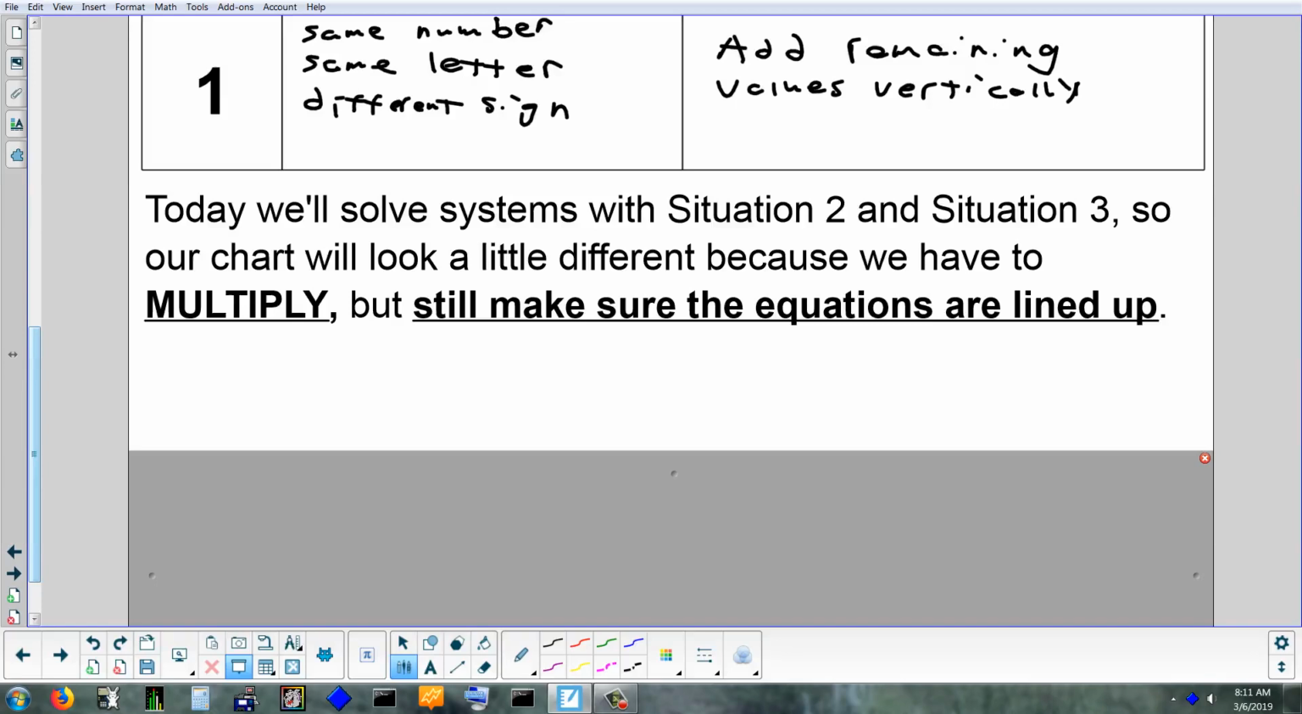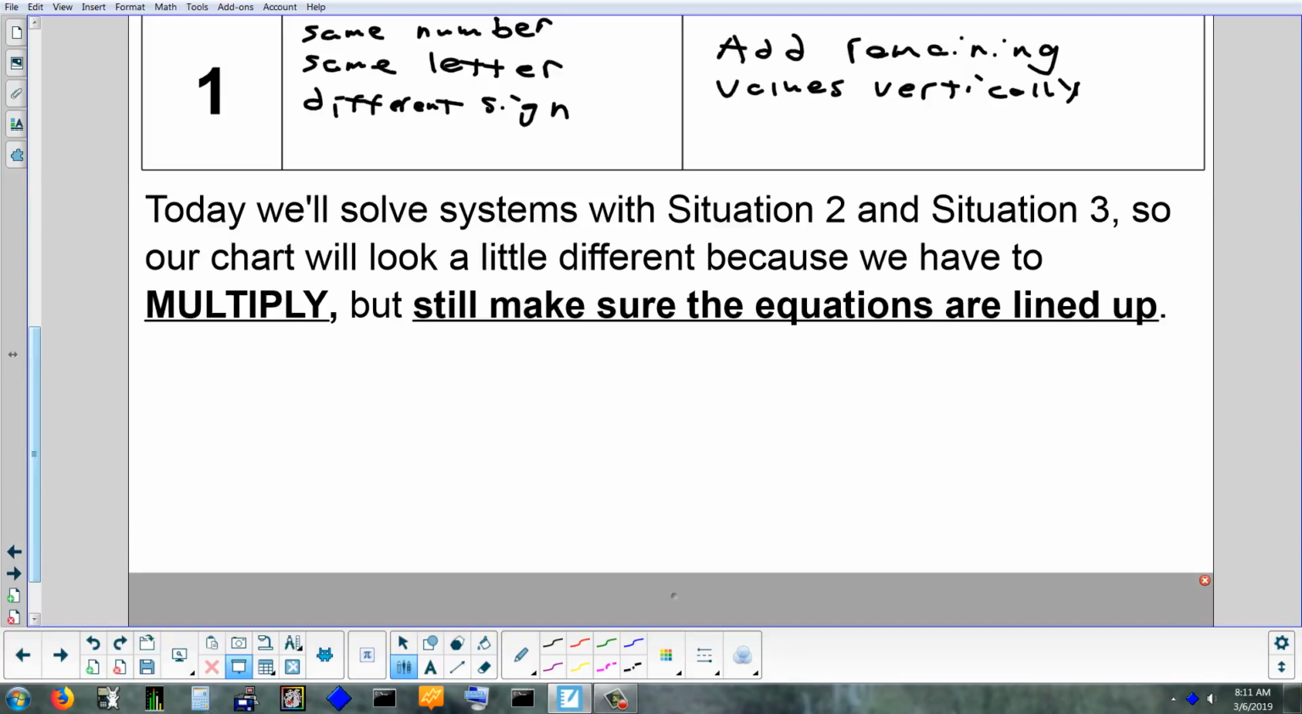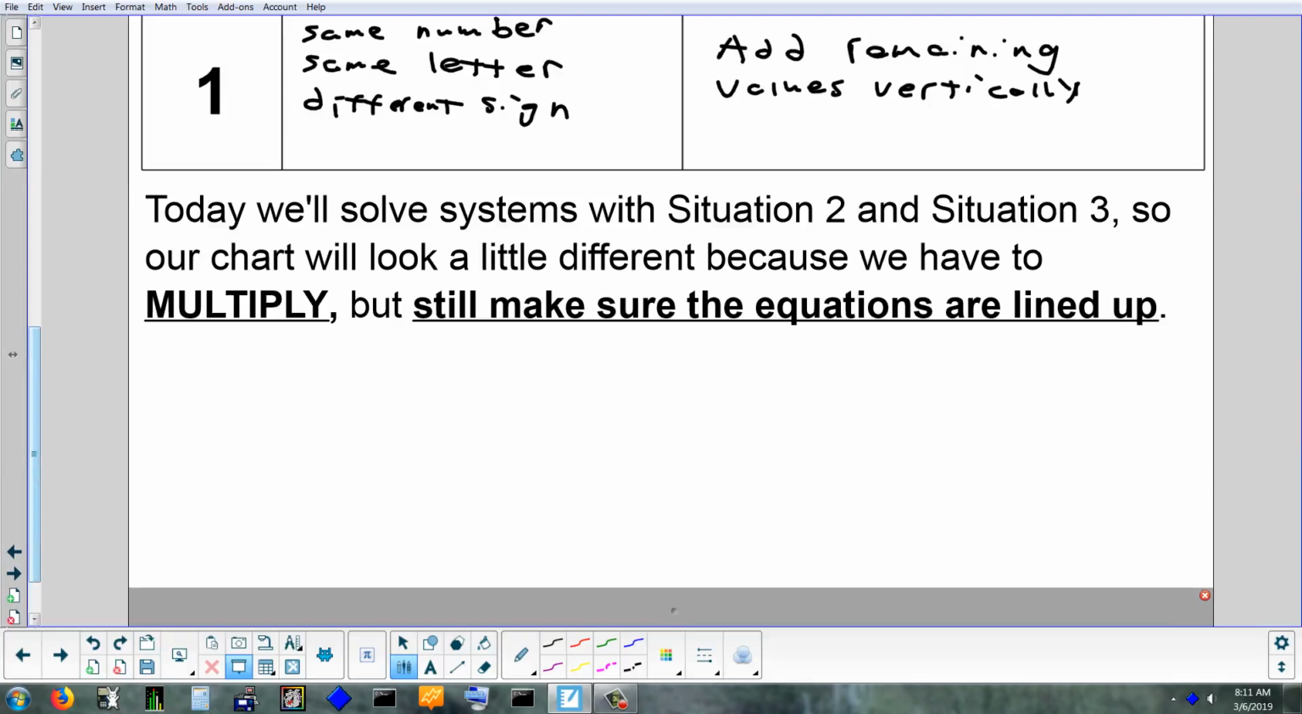And on your thing, guys, you're going to say today we'll look at systems with situations 2 and 3. So our chart will look a little different because in the first blank you write multiply, but then you write still make sure the equations are lined up. That's the first thing you're going to write in your notes today. So remember, lined up means you get the x's in a column, y's in a column, numbers in a column.